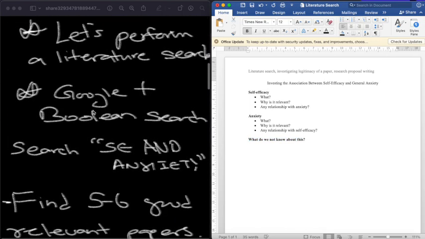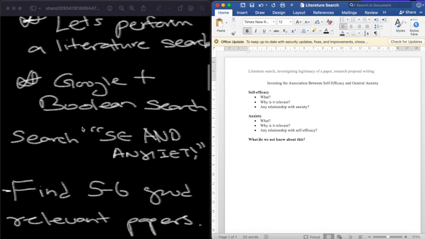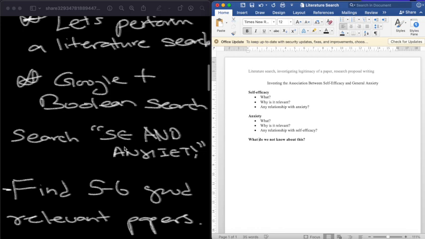So how exactly am I going to perform this literature search? I'm going to go to Google, and then I'm going to engage in some Boolean searches. So I'm going to search self-efficacy and anxiety. This is exactly what I'm going to do. Now you can of course use databases as well, research databases like PsycInfo. You can use that, but I don't have access to PsycInfo right now to show that. So as a result, I'm going to just show you how to use Google to do some basic literature search.